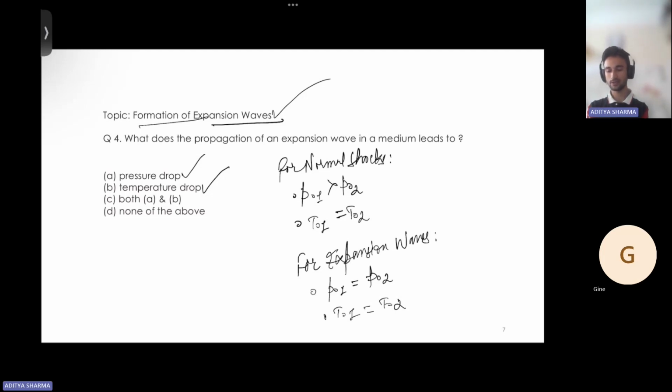Obviously the static properties will drop, but then what happens with the total properties, that we should also know. All right, so let's move on to the next question.